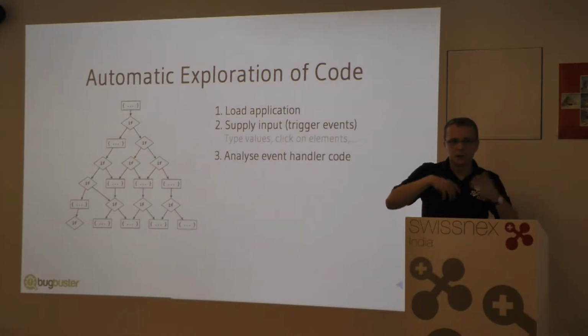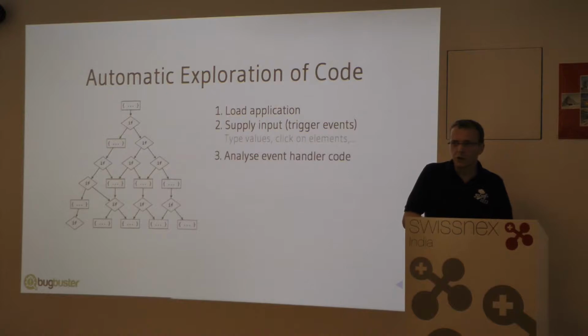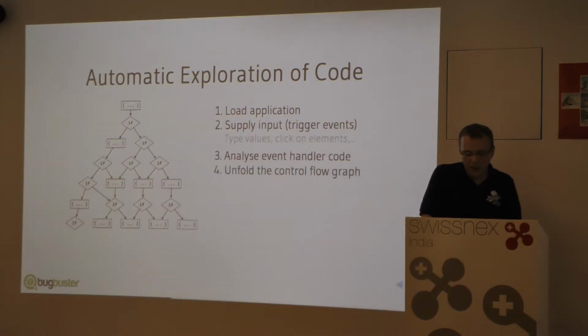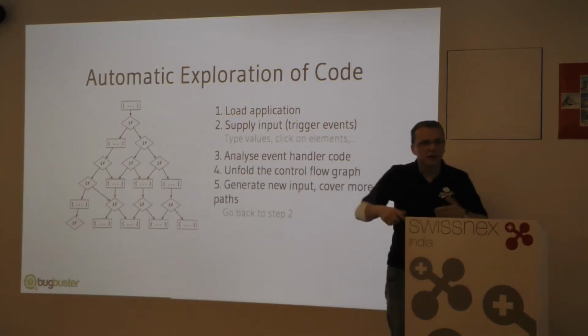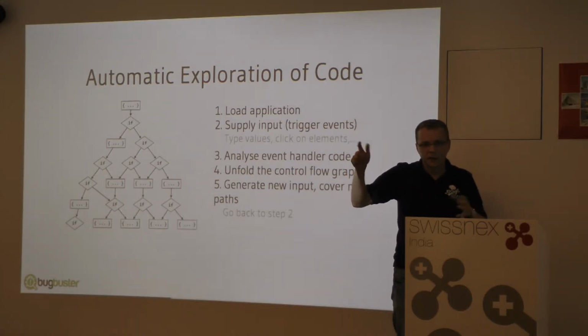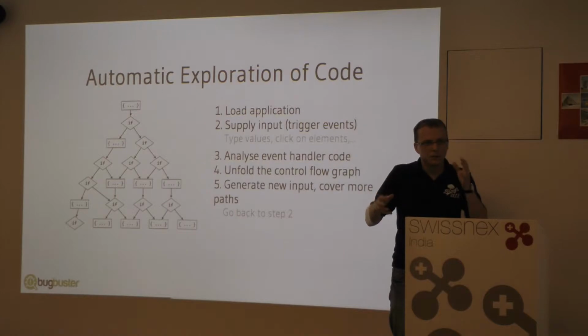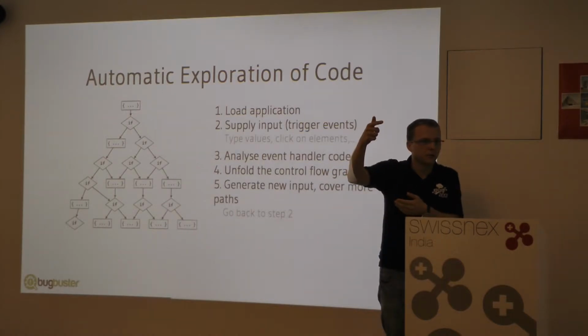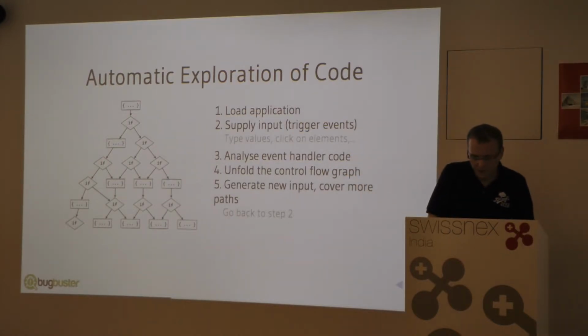You have the code. Bugbuster will go through it, figure out what the inputs are, and then start the process again. So it will maybe type something somewhere, click OK, figure out that you could type something else and re-enter a different value.